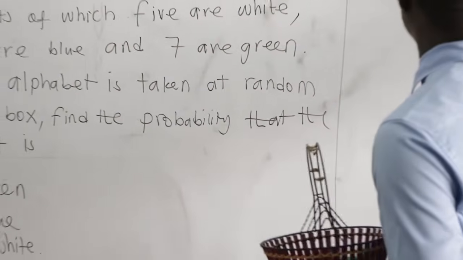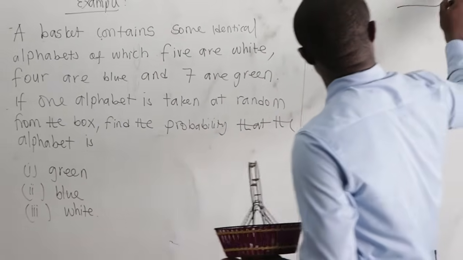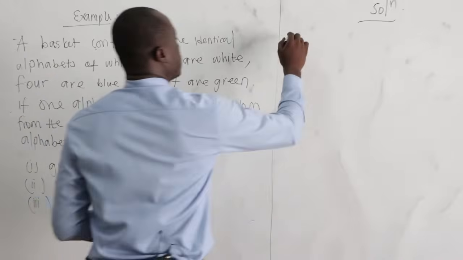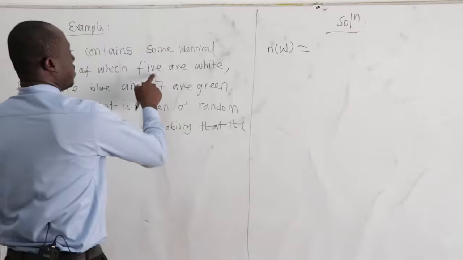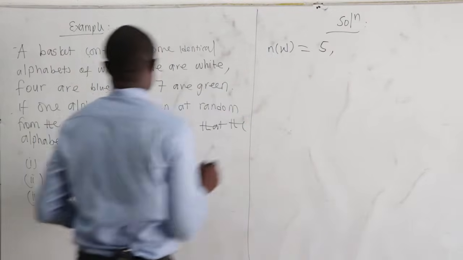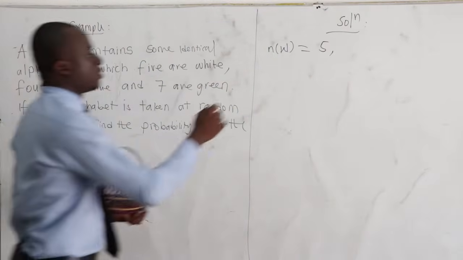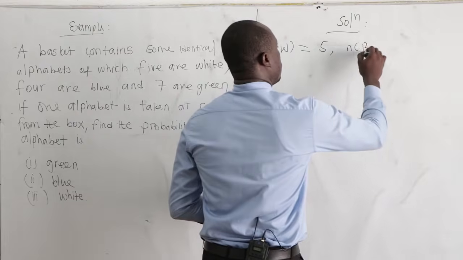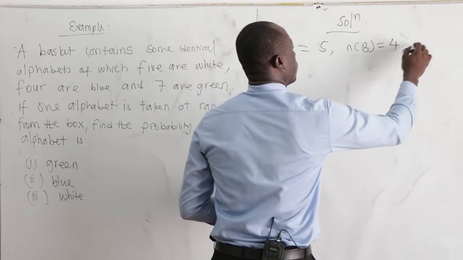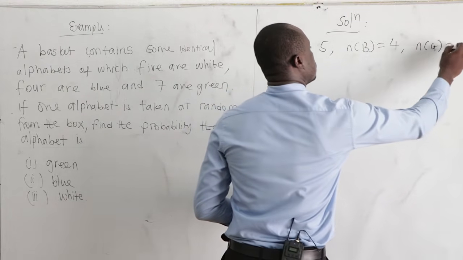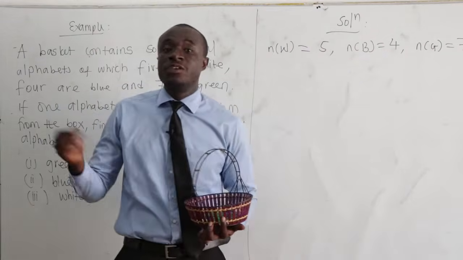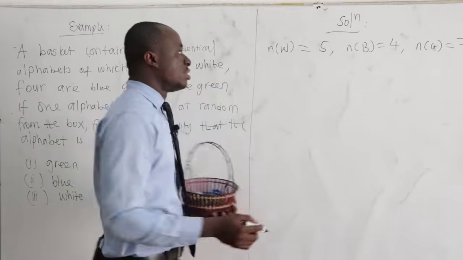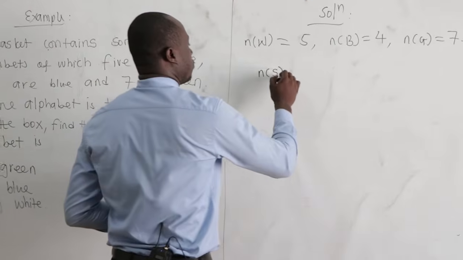Wow. So let's see. Now, over here, what is the number of white balls we have? The number of white is 5. Now, what again? 4 are blue. So the number of blue balls we are given is 4. And the number of green balls we are being told is 7. Now, probability is number of events over number of what? Sample space.